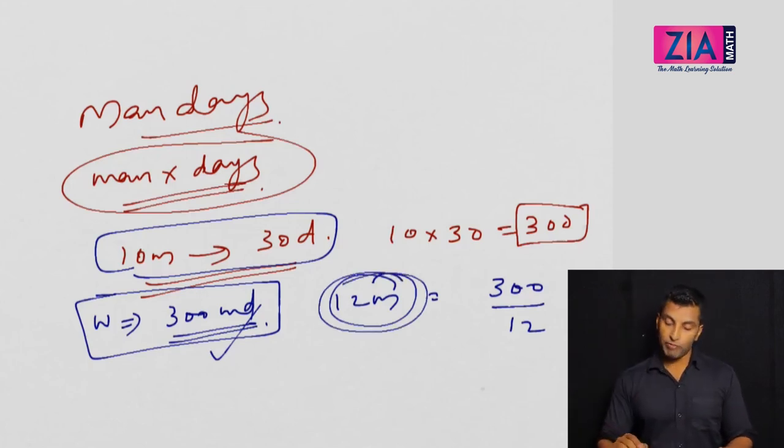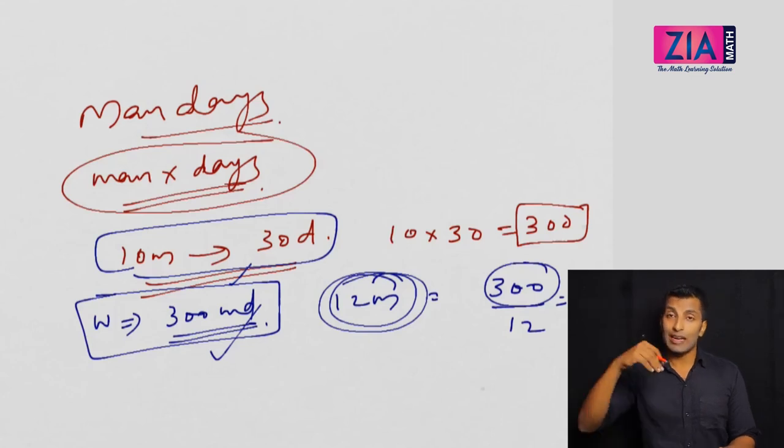So the number of men is given as 12. Now man days you already know from this given information. So 300 by 12, you will get 25. Okay, now what is the reverse question?